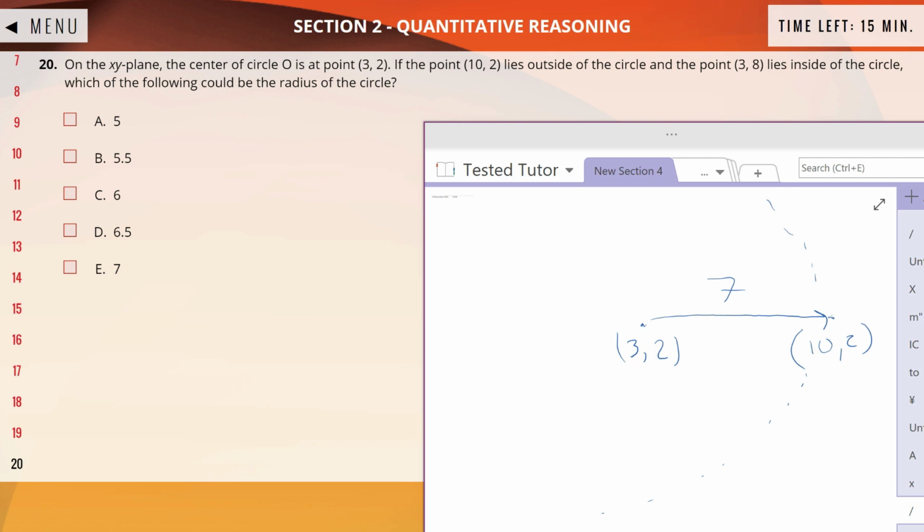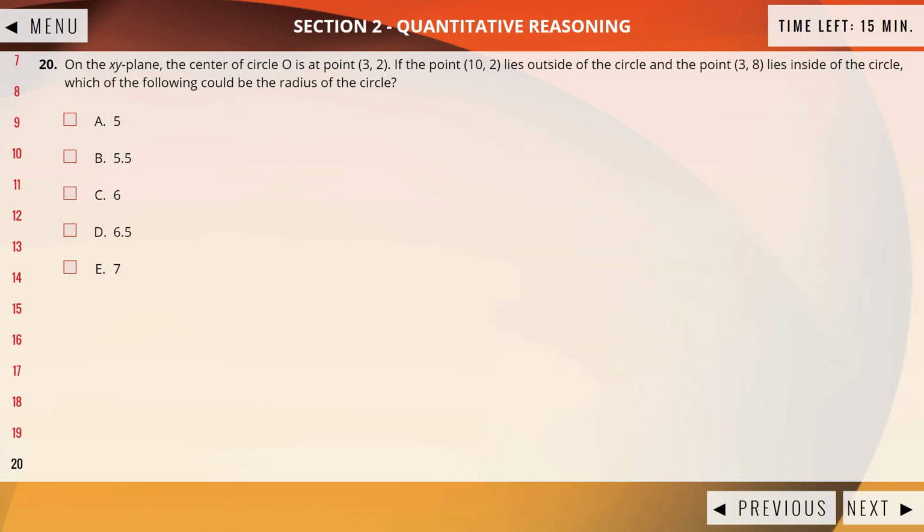But we know this point is outside the circle. So this actual circle is smaller than that. So the radius basically has to be less than 7. That's what they're telling you with that. But then they're telling you the point (3, 8), which is up here somewhere, is inside the circle. What's that length from (3, 2) to (3, 8)? That's a length of 6 vertically. So the radius is at least 6. It said inside the circle, not on the edge of the circle, it said inside. So it has to be greater than 6. It can't be equal to 6. Has to be greater than 6, has to be less than 7, and therefore it's 6.5.